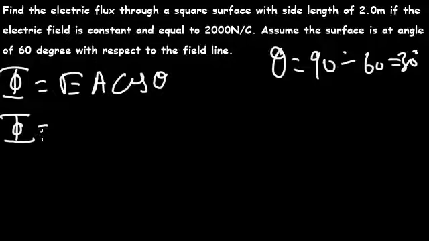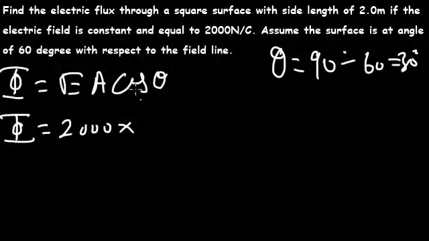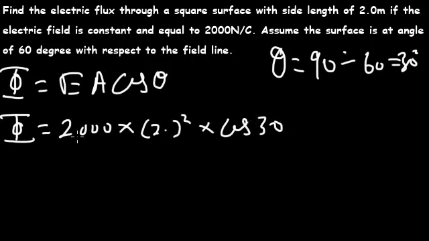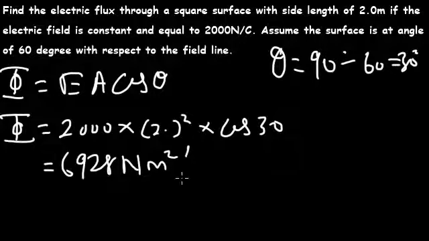It means the magnitude of the electric flux is 2000 times the area. Now, the surface is a square. The area of a square is L squared, remember. That's 2 squared. Then multiply by the cosine of 30. So I'm using my calculator for that, straightforward. I'm typing 2000 times 2 squared, which is 4, times cosine of 30. Okay, I got 6,928. Remember, Newton meter squared per coulomb. So that's our answer to this problem as well.